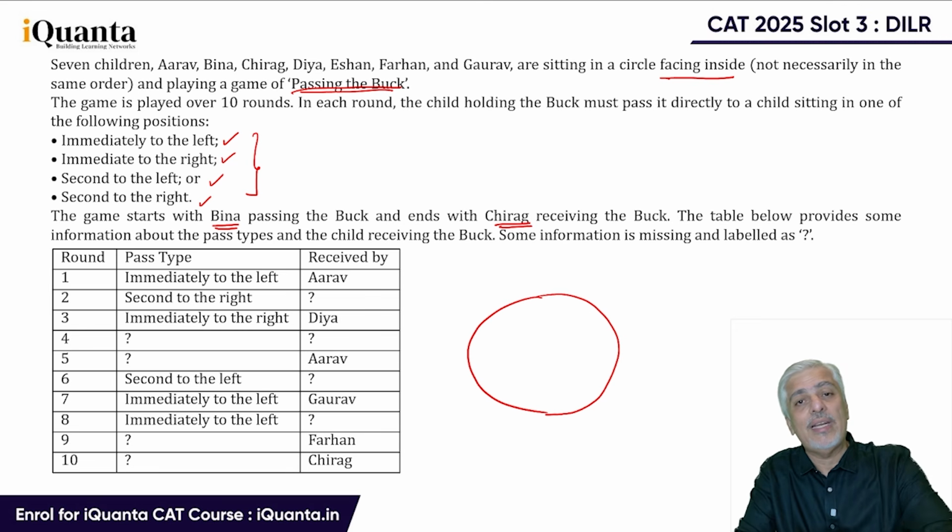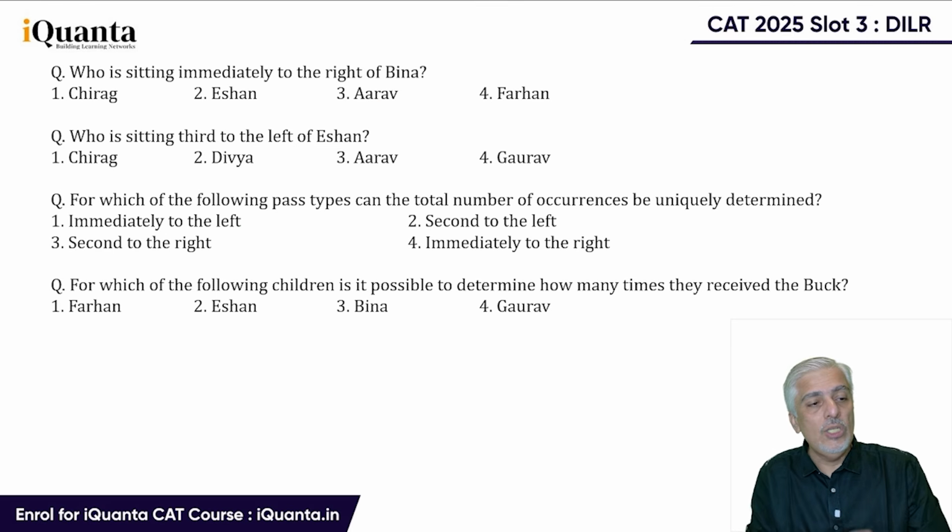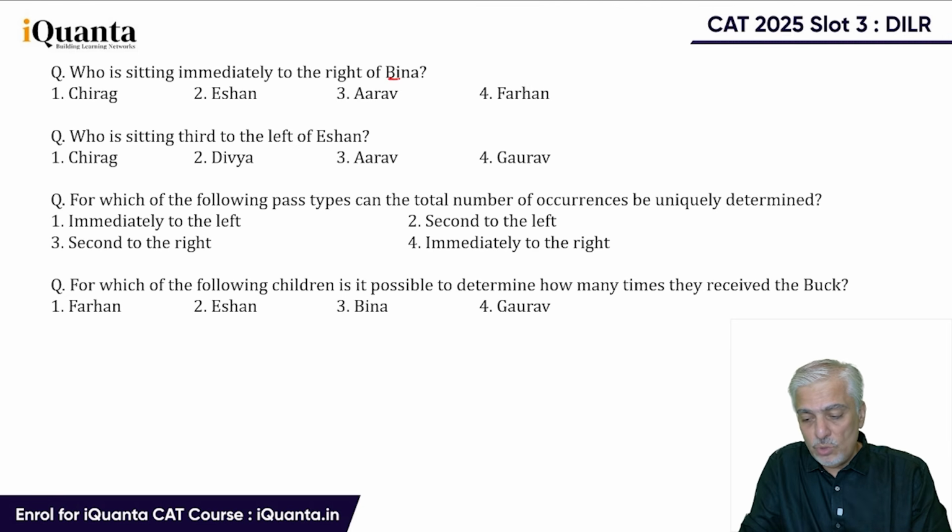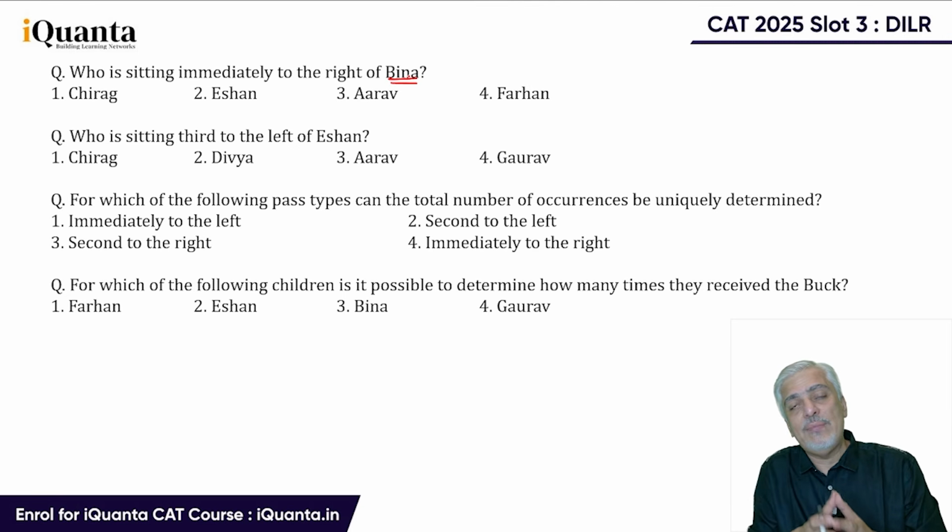As I always advise, even before you decide to do the set or not, your job is always to read the questions really carefully. So who is sitting to the immediate right of B? Can it be A? Because we saw from the table that the first time the buck came to A. So it could be A, C, E, F. We'll see. We don't know yet. That will obviously depend on the arrangement. If I get the arrangement, I'll more or less get this question. Who is sitting third to the left of E? Same logic. If I have the arrangement, I'll have this question also.